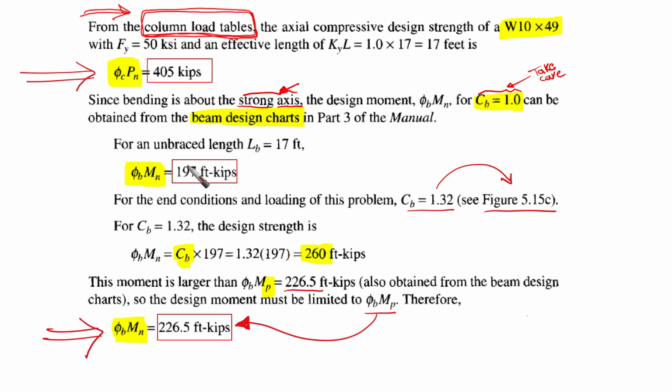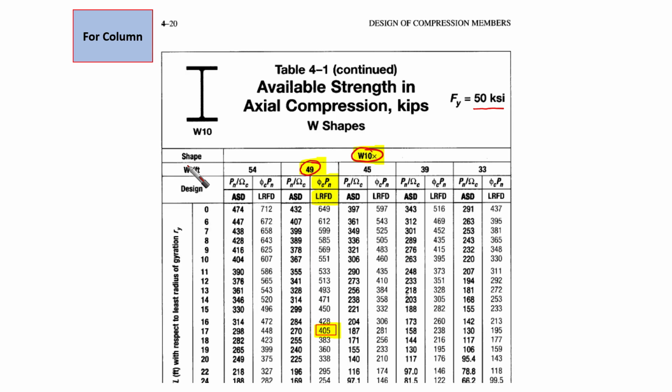So please revisit these videos and you can understand what I'm going to do now. Let's go to the load tables directly. Now let's check it. Here, this is for the column. You can go to table 4-1, available strengths in axial compression, and this is in kips.